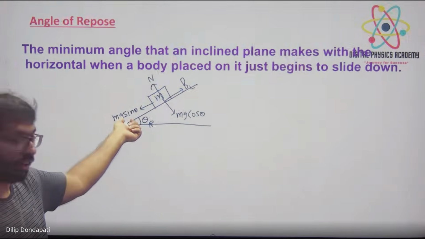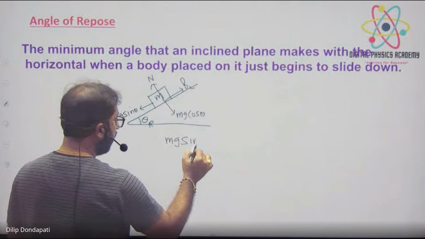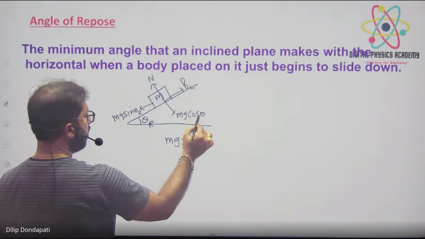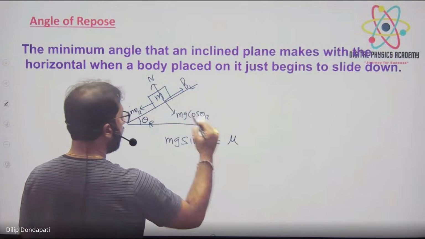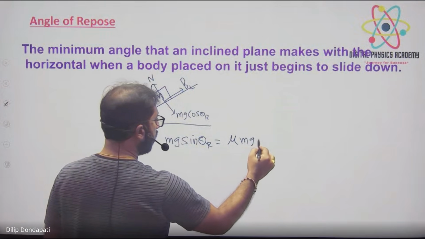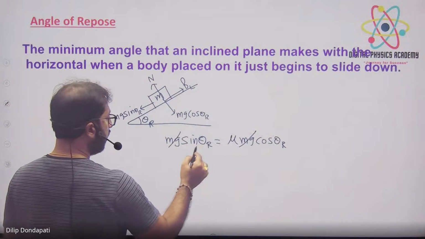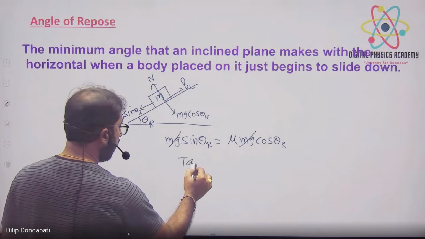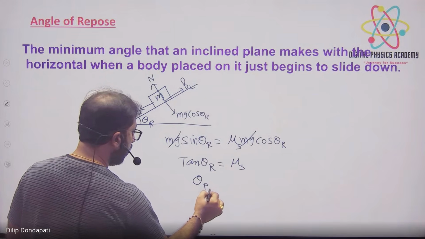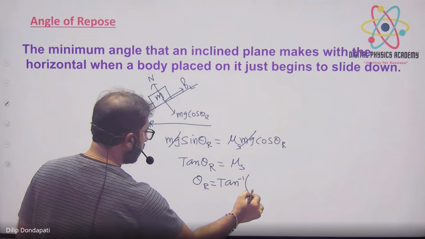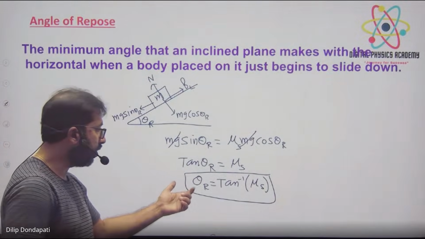Now you can find theta by equating. On this side, mg sin theta r is equal to the friction. What is the formula for limiting friction? Mu N, where N is equal to mg cos theta r. Understood? So equate: mg cancels, sin theta by cos theta is tan theta, so tan theta r is equal to mu s. Therefore theta r is equal to tan inverse mu s, which is the same formula as the angle of friction. Angle of repose is tan inverse of mu s.